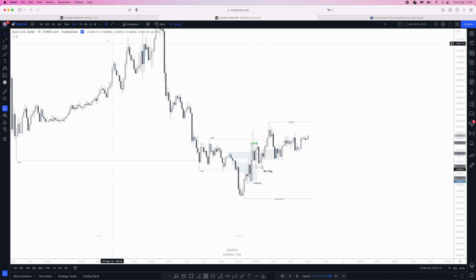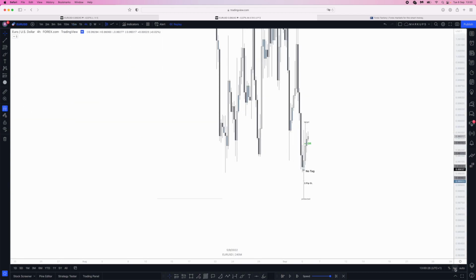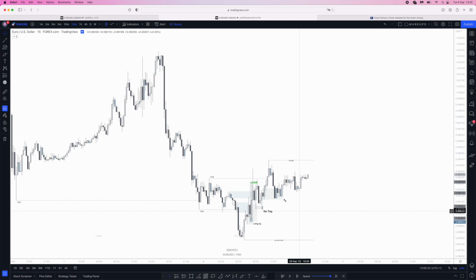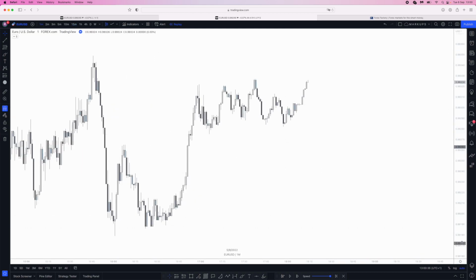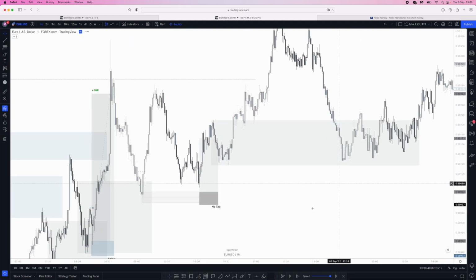Once I've done all this and done all the analysis on the daily and the 4 hour, as you can see, I've got all the analysis on. I drop down to the 15 minute, and once I've done it on the 15 minute, I would drop down to the M1, and then I would start looking at the opportunities that did fit my plan for that specific day.